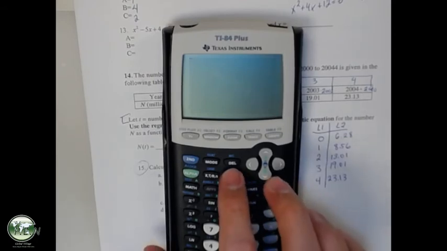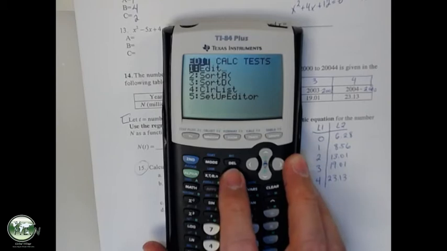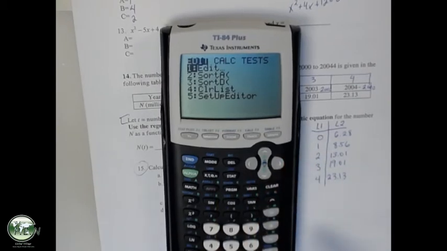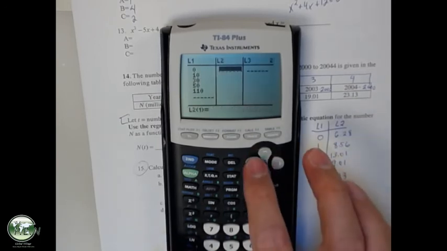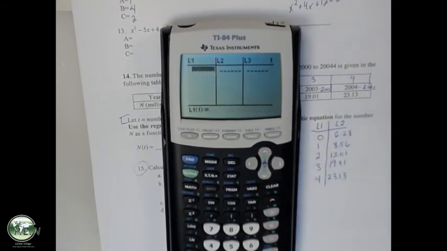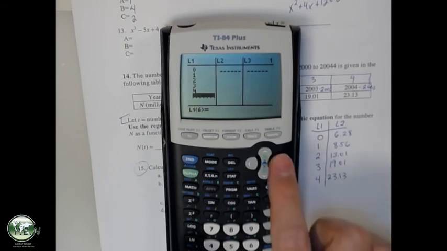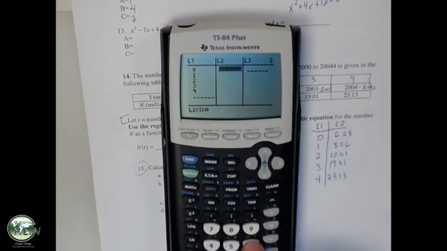Okay. So I'm going to hit stat, because this is regression, right? What do I do first? Edit. And I've got numbers in here, so I'm going to clear and enter. L1, clear and enter. I've got my list over here, list 1 and list 2, so I just put these in. I put 0, enter, 1, enter, 2, enter, 3, enter, 4, enter. Each time I hit enter, it moves down. Arrow over and put in the Y values. 6.28, enter, 8.56, enter, 13.01.